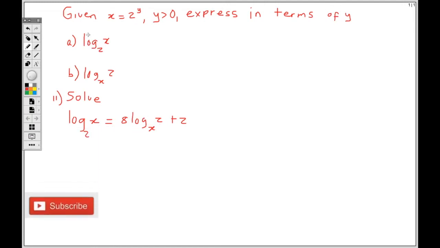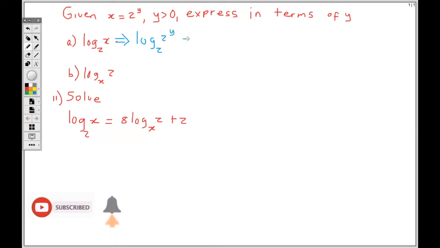So this question is: given x equals 2 to the y, we need to express the following in terms of y. So I have log base 2 of x, and all I'm going to do is replace the x with 2 to the y, because it said x is equal to 2 to the y. Now we know once we have a power, we can carry the power in front. So I carry the y in front. So we have y log base 2 of 2.